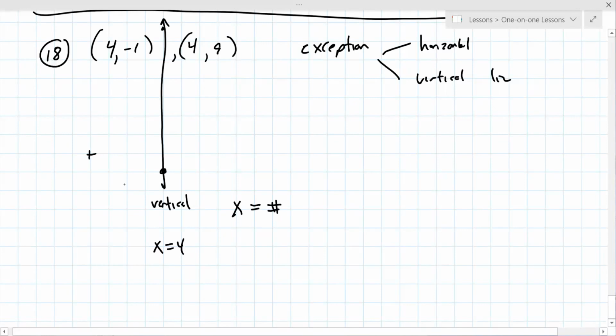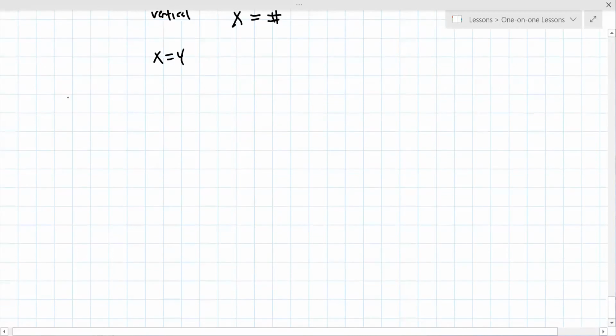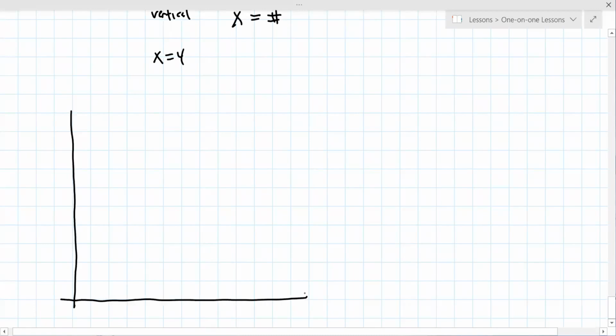Okay, I actually do need a little more space, so let me redraw this because I didn't realize where we were at. Okay, so we've got the point 4, -1 and the point 4, 9. 1, 2, 3, 4, 5, 6, 7, 8, 9. So we've got that. And then we've got the point 1, 6. 1, 2, 3, 4, 5, 6.